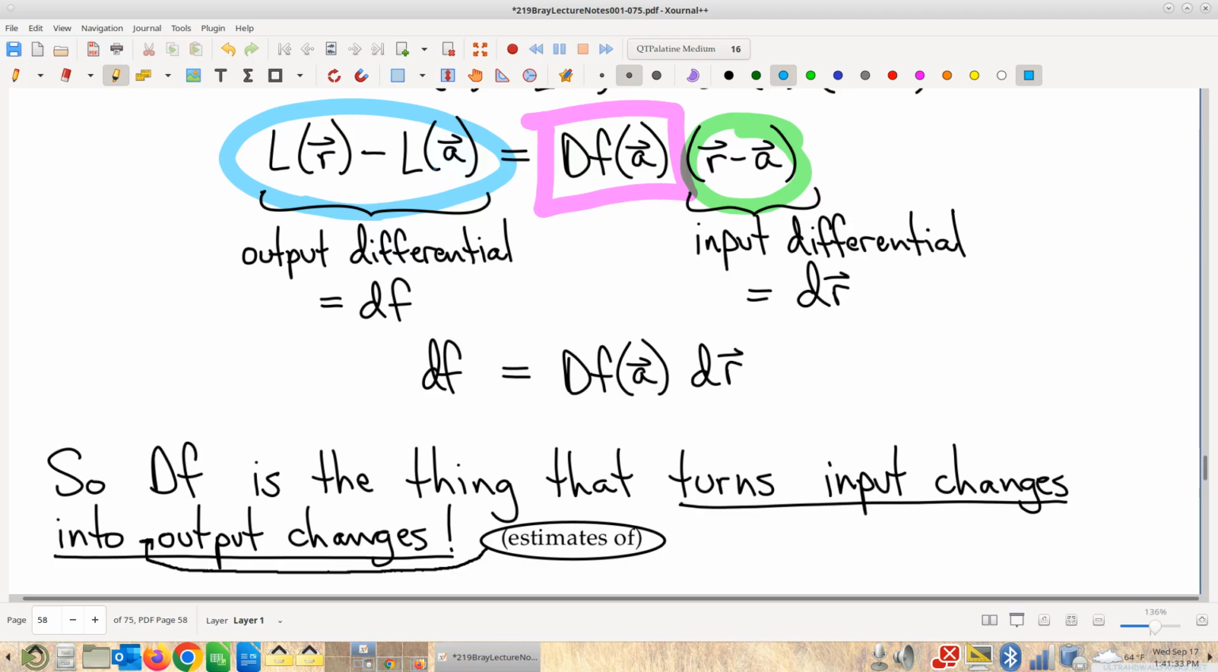So very reasonably, I think, df, because it turns input changes into output changes, should be called the derivative. And in fact, that is pretty common terminology.